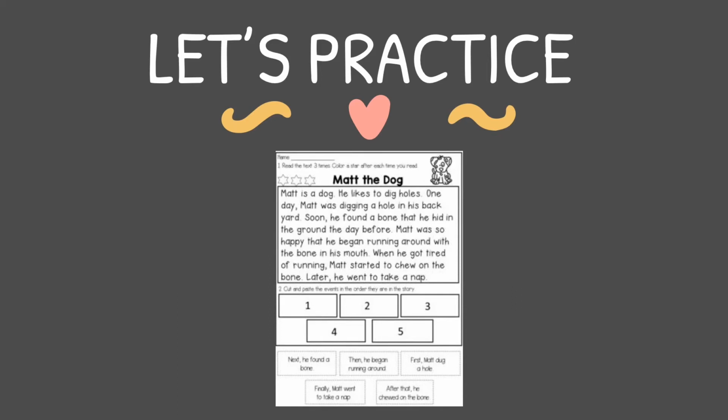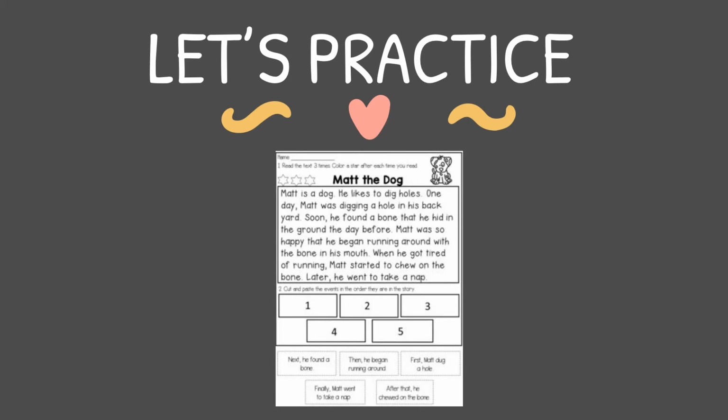If we look at the remaining 3 events, we have then he began running around. Again, the author gave us another key word, then, which helps us to know that that is the 3rd event. Now we only have 2 events left. We have finally, Matt went to take a nap, and after that, he chewed on the bone. Well, finally indicates that that would be the last one, so after that, he chewed on the bone would have to be the fourth event, and finally, Matt went to take a nap would be the final event.